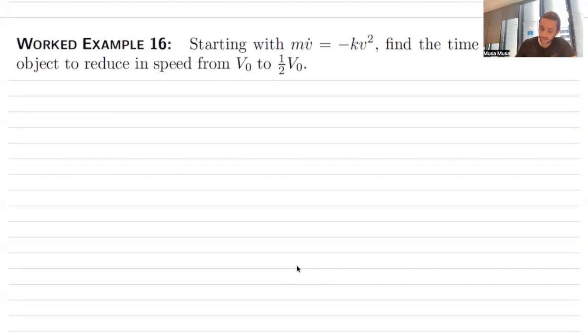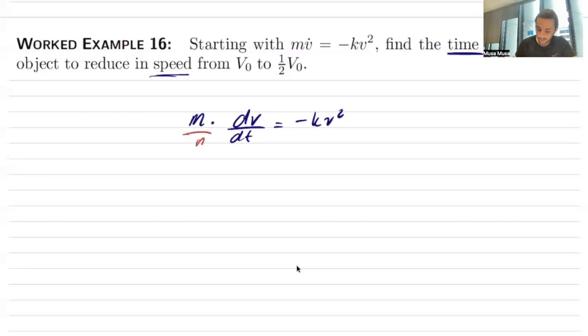Okay, once you've had a go or an attempt, I shall now go through this. It says mv dot is equal to minus kv squared. It says find the time taken for the speed to reduce from v0 to a half of v0. So it seems like we need an equation for t's and v's, because v dot is acceleration, isn't it? So instead of writing that as v dot, I'm going to write it as dv dt equals minus kv squared. Nice. I think I'm going to take the reciprocal of both sides.